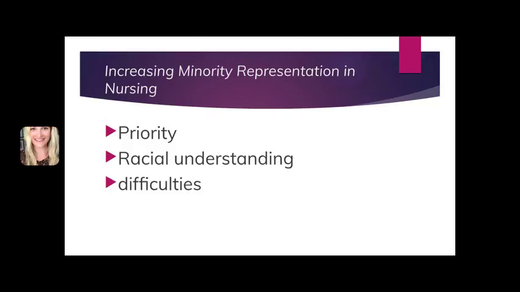Some studies have actually shown us that racial understanding between the provider and patient is connected with patient satisfaction and adherence to treatment. We've actually had many difficulties, though. One concern is that it shows a direct link between poor health outcomes for minorities and the shortage of minority healthcare providers.